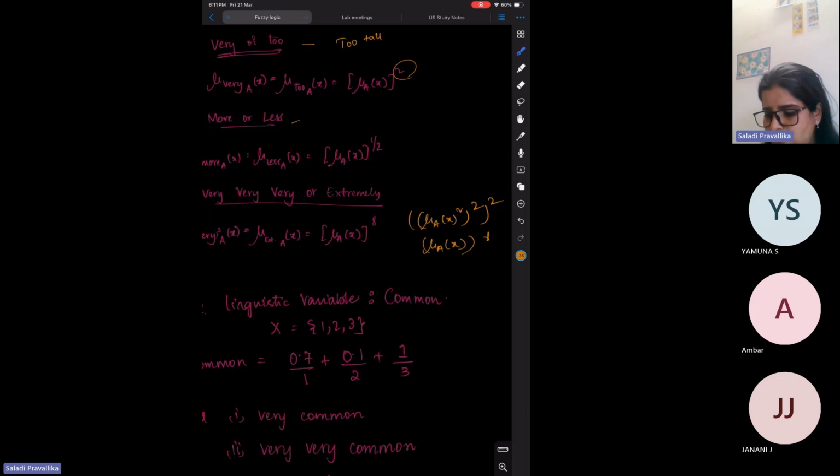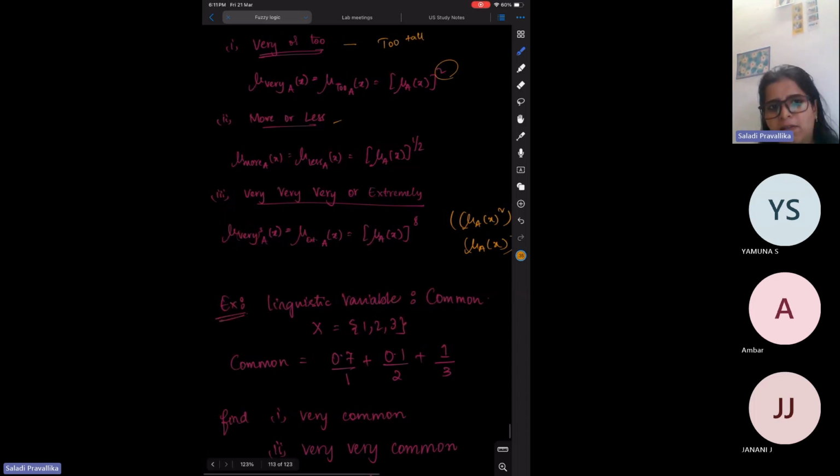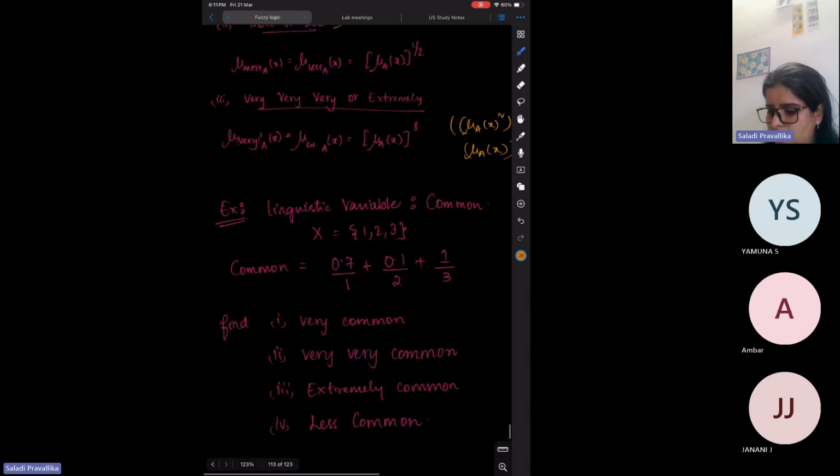Okay. So in place of "extremely" or in place of "very, very, very", you take the power 8 for the given membership value, right? So in case I give "very" for, let us say, 2 times, then the power is supposed to be 4.